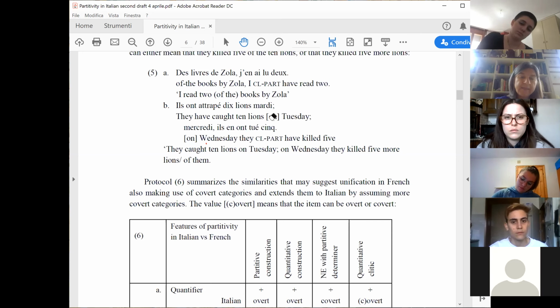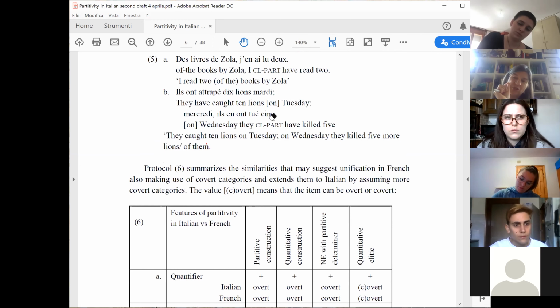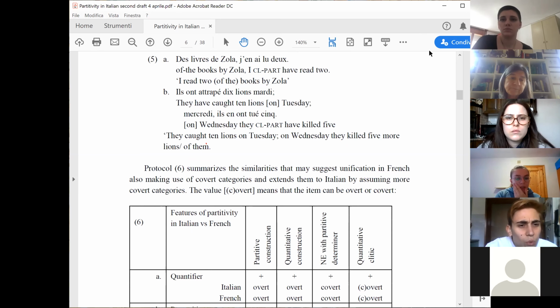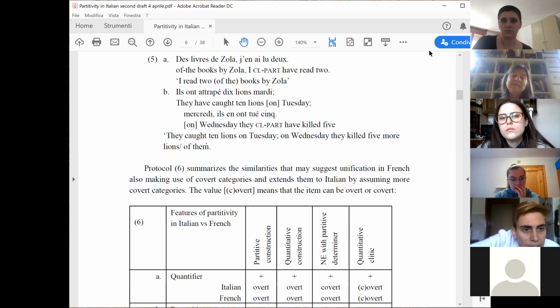And in this case, the category would be prepositional phrase, because of the books of Zola is certainly a prepositional phrase. And then look at the 5b, which is very subtle. Can you understand 5b, even if you don't know French? Ils ont attrapé 10 lions mardi. They caught 10 lions on Tuesday. Mercredi, ils en ont tué 5. On Wednesday, they killed 5.